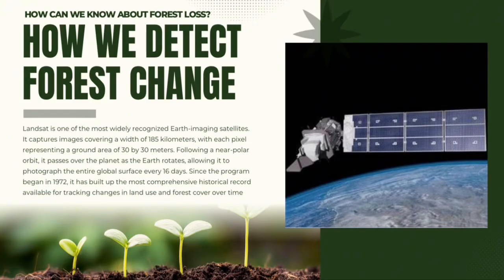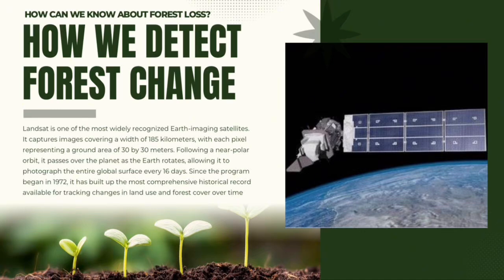Now we are down to this most crucial part: how we detect forest change. This part answers the question: how do we know when and where forests are being lost or changed? We actually use a well-known tool called the Landsat. It is a satellite that takes clear pictures of our planet from space. Each image it takes covers a very wide area, about 185 kilometers across. Even small details are clear. That is because each spot in the image shows an area of 30 meters by 30 meters on the ground.